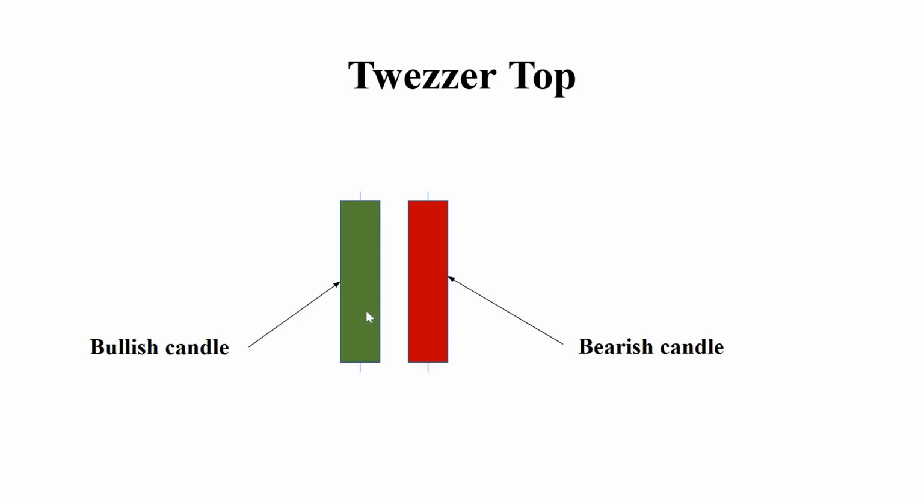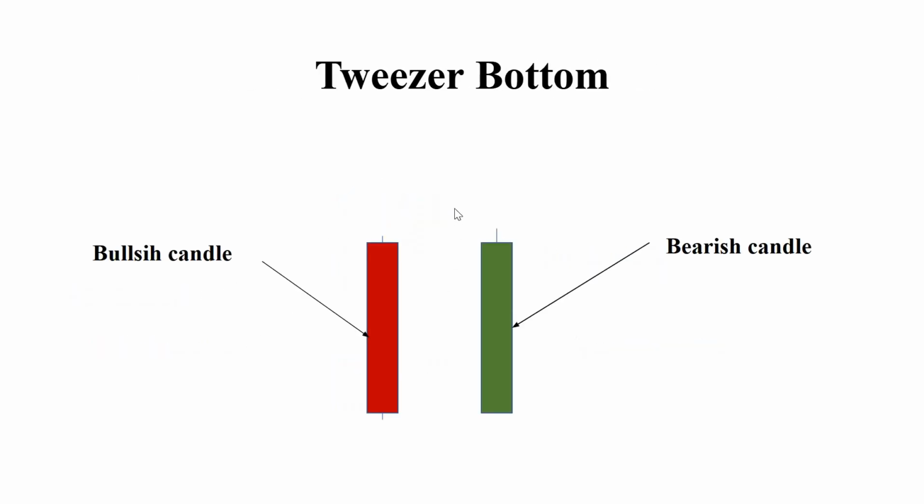The tweezer top is a bearish reversal pattern because price was already going up, being pushed up by buyers, then the next candle, sellers also push it down. And the tweezer bottom is a bullish reversal pattern, meaning that when it occurs at the end of a downtrend, it is likely that buyers are ready to push the price all the way up, guys. So this is the psychology behind the formation of this candlestick pattern.